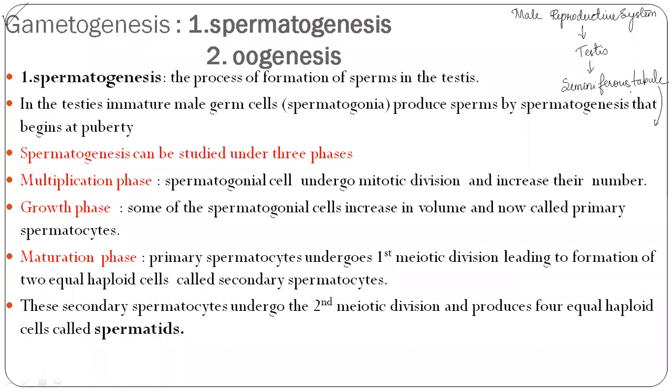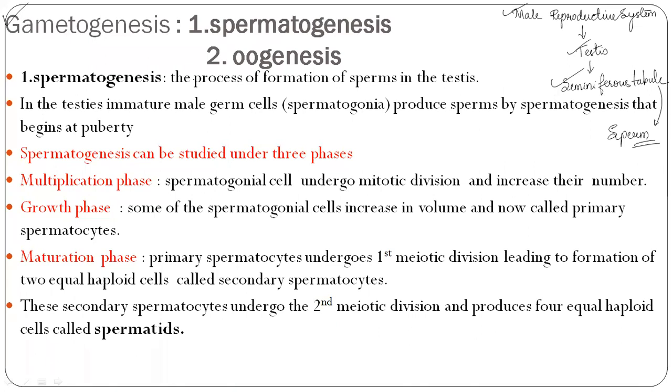Seminiferous tubule. In the seminiferous tubule, the sperms grow or germinate. It's a primary sex organ, a very important part of the male reproductive system. So that is where the sperms grow or develop. The male reproductive system has testes, in the testes there is the seminiferous tubule, and in the seminiferous tubule the development of the sperm takes place.